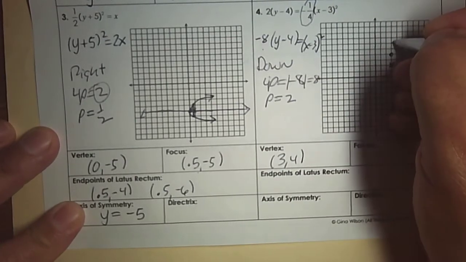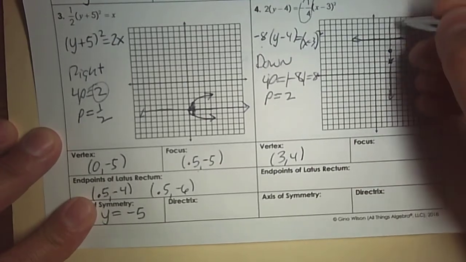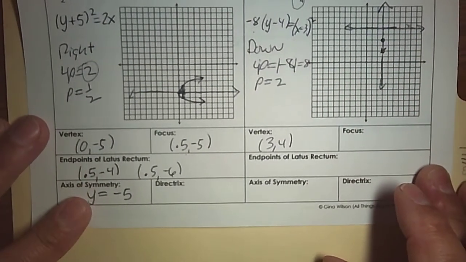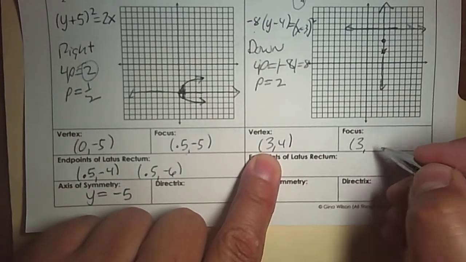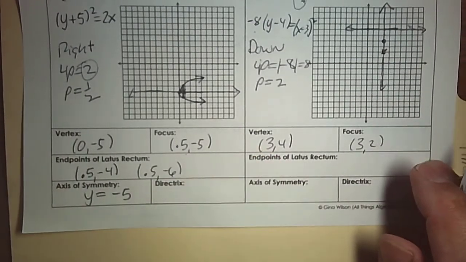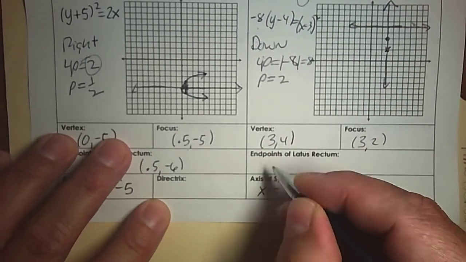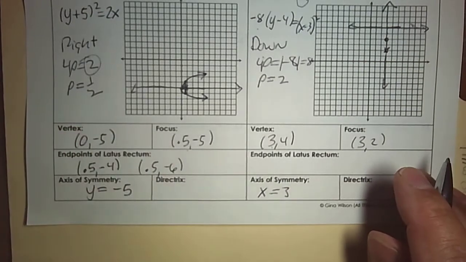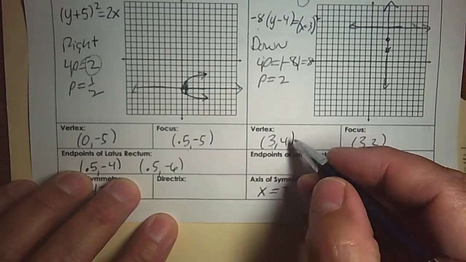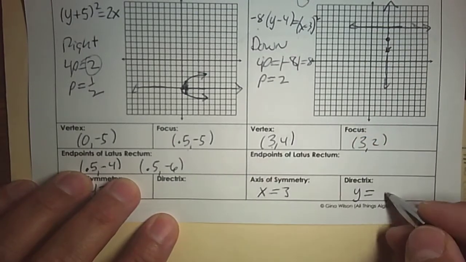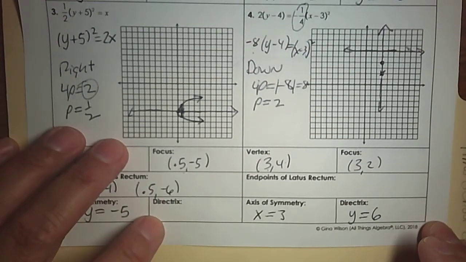So I have the directrix, I have the axis of symmetry. So let's write those down. So this focus, I went 2 down. So it's (3, 2). The axis of symmetry is x equals 3. And the directrix is y equals, and from the vertex, I went 2 up. So 4 plus 2, that's y equals 6.